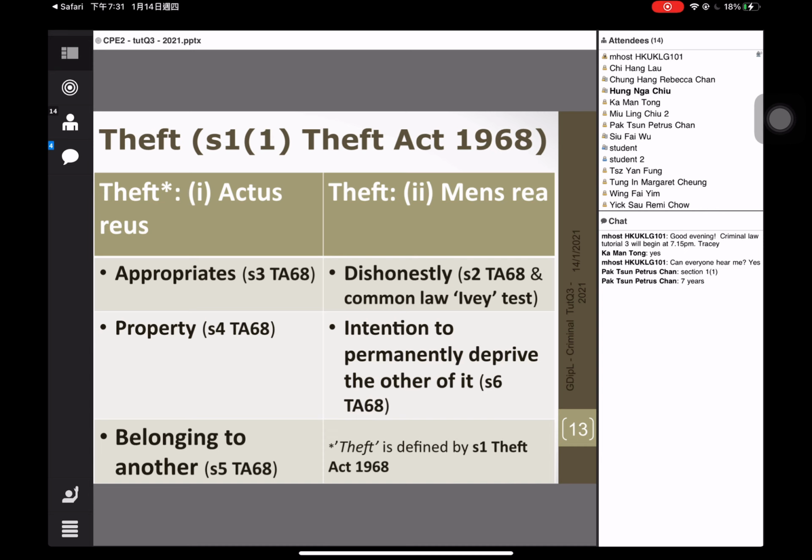So appropriation, assuming the rights of an owner. Section 3 helps us a little bit with that. Is there any assumption of any rights of the owner? Well, no, there isn't, because there's no property there. There's no possession of any property, certainly no property belonging to another. So we've got no actus reus as far as the woman is concerned. We don't actually need to go any further and consider dishonesty and intention to permanently deprive the other of it.